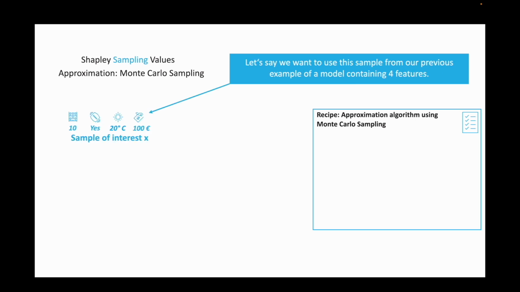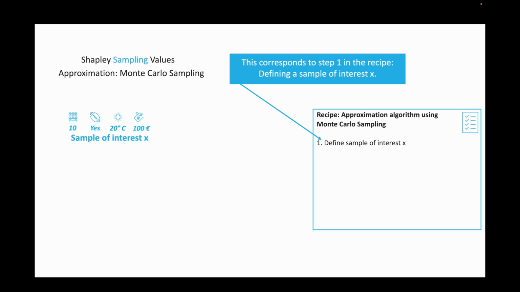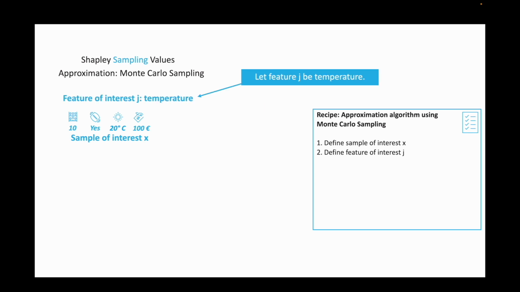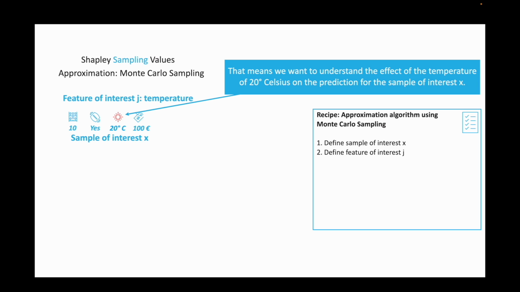Let's say we want to use this sample from our previous example of a model containing 4 features. This corresponds to step 1 in the recipe, defining a sample of interest x. Next, we define the feature of interest j for which we want to calculate the Shapley sampling value. Let feature j be temperature. That means we want to understand the effect of the temperature of 20 degrees Celsius on the prediction for the sample of interest x.